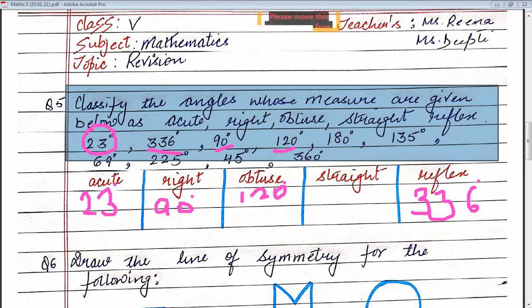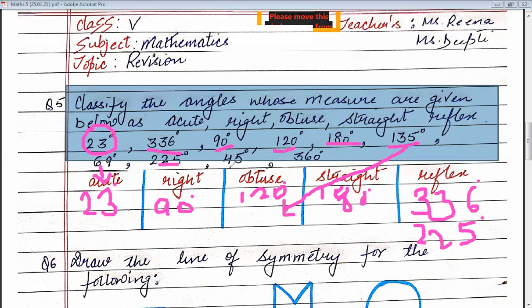Now next one is your 180. 180 is considered to be straight angle. Okay, a straight line. This is your straight angle. Okay. Next one is 135 degree. Can you tell me what is 135 degree? Yes, because this is more than 90 but less than 180, so it is obtuse. 69 degree. Yes, acute, because less than 90 degree. 225 degree. This is more than 180 and less than 360. So 225 is your reflex angle.